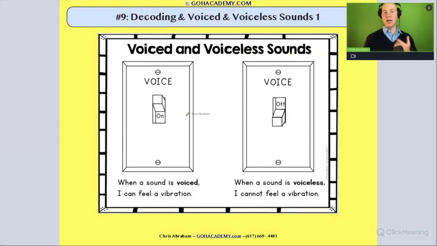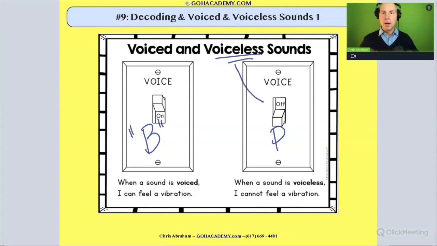It says voice on, voice off. This is referencing the vocal cords. And if we have a sound like, let's say, take the sound buh. Buh is a good one. Buh and puh. Okay. Here's how we're going to do it. I'm going to make the P sound first. This is voiceless. I want you to make the sound for P.